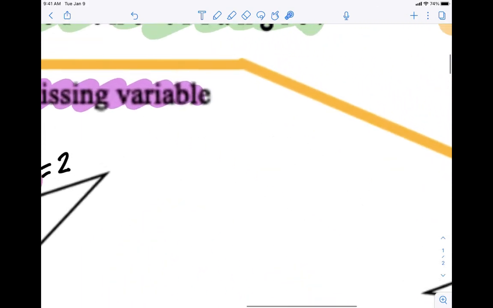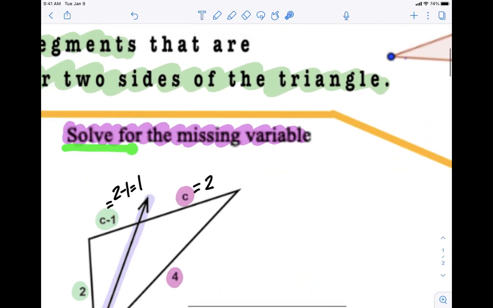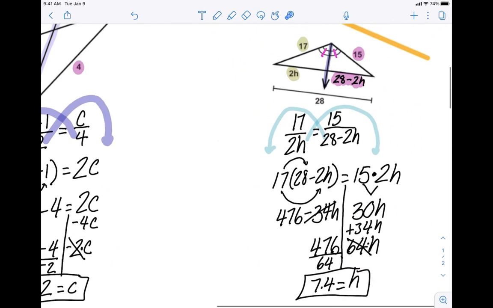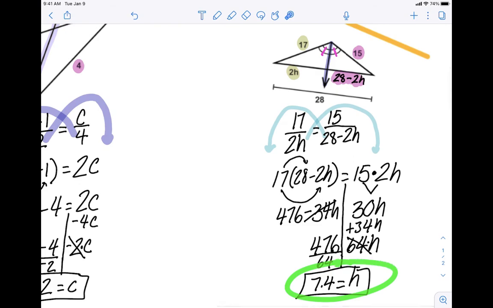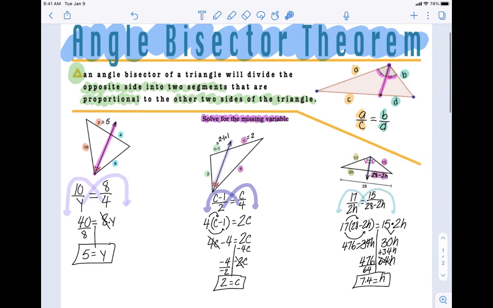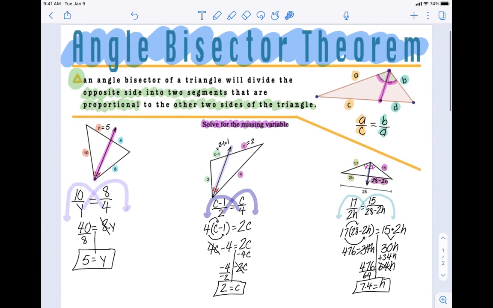They are asking us to solve for the missing variable. The variable here on this third example was h, and we found h. That's all you got to do. Okay? And that, kiddos, are the 3 examples of the kind of work you're going to see in this section, right? So make sure you got everything down.